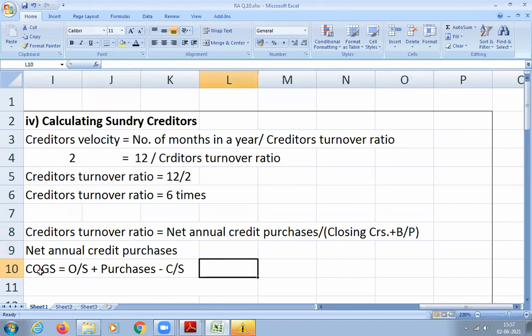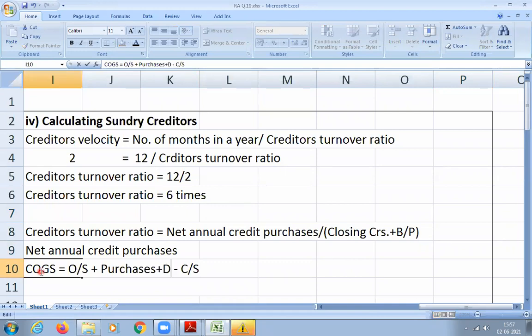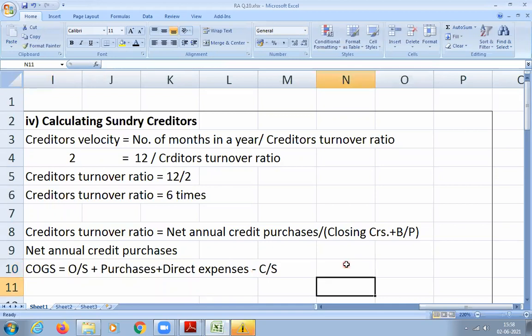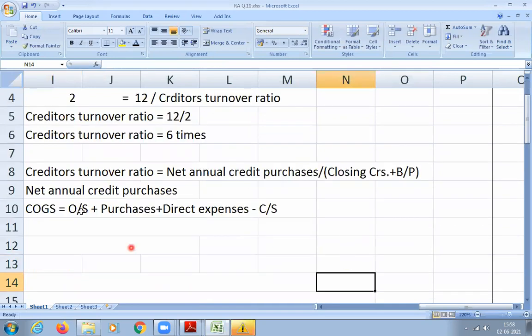Since we don't have the direct expenses, I didn't write it, but anyway we'll write it or else we'll get confused. So direct expenses, minus closing stock. I got the closing stock, I got the opening stock, and the direct expense is not given, so we can take it as 0. And I know COGS. How much is COGS?